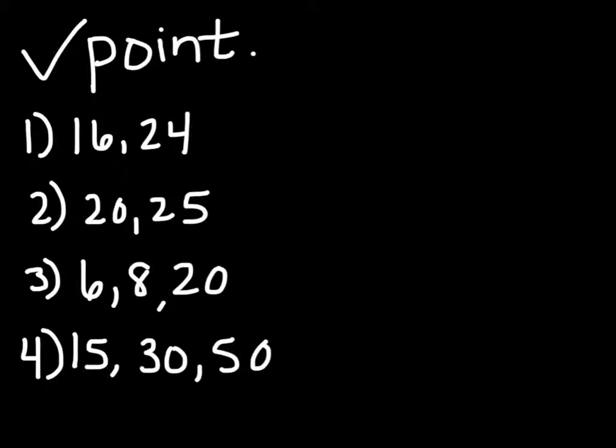Now try a few problems on your own. Find the least common multiple of the numbers listed in problems 1 through 4. You can use whichever technique you prefer. Method 1, listing the multiples, or method 2, finding the common factors through prime factorization. Press pause while you work, record your answers in your homework notebook, and I'll see you in just a moment for the next idea.